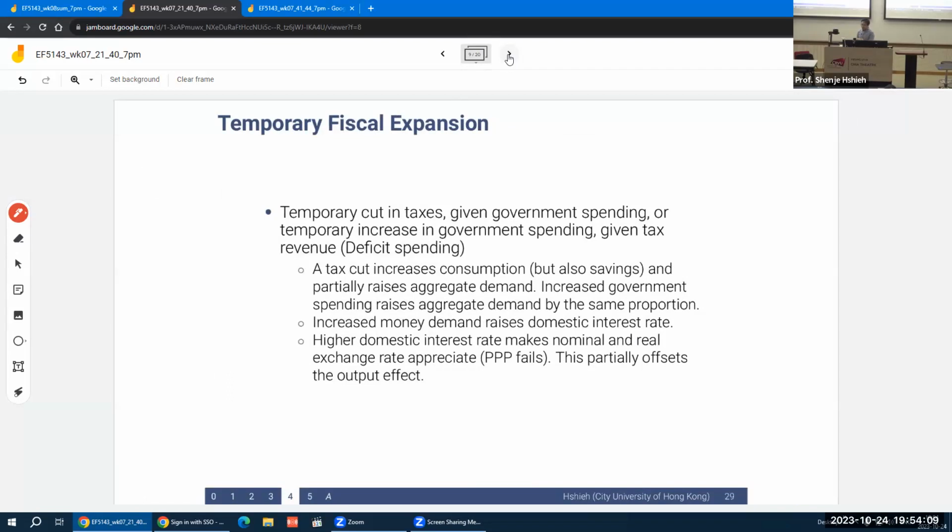All right. Fiscal expansion. As I said, it's a bit different because, as you will see, when you do fiscal expansion, it's actually going to undermine exports because it's going to make your currency stronger. So hopefully you see that.